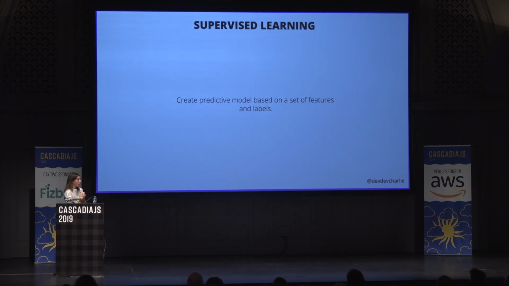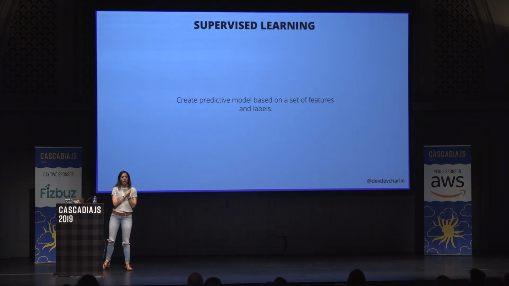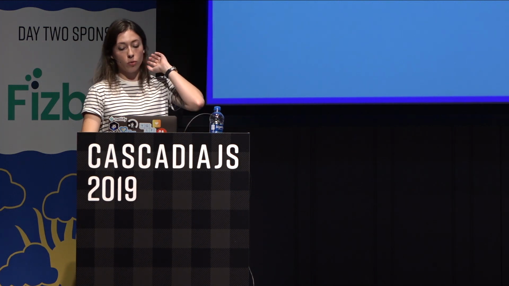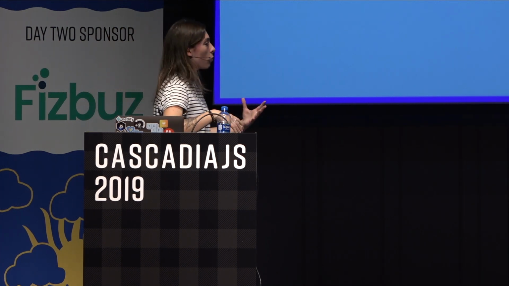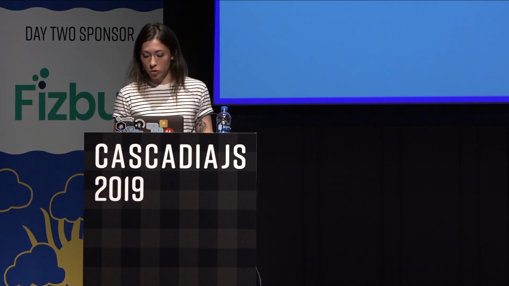Supervised learning is basically creating a predictive model based on a set of features and labels. There are three important terms in this definition. First of all, what is a predictive model exactly? What are features and what are labels? Again, when I read a definition, I think I need an example that I can relate to. So this is what I tried to do.